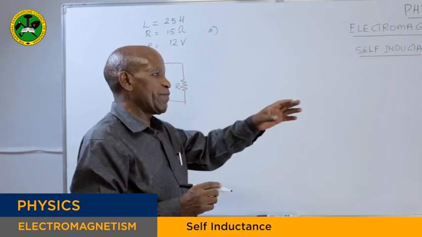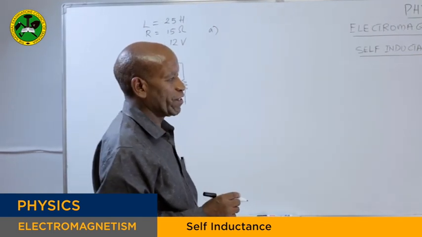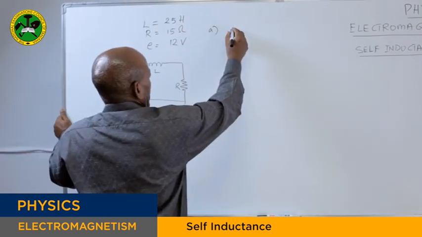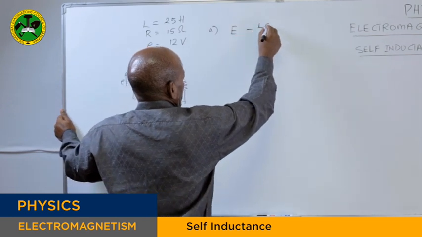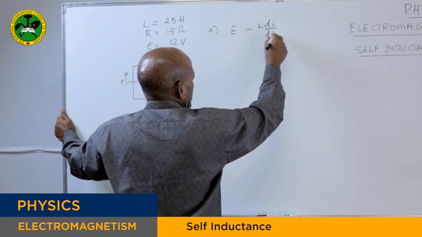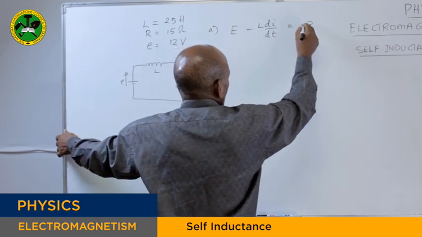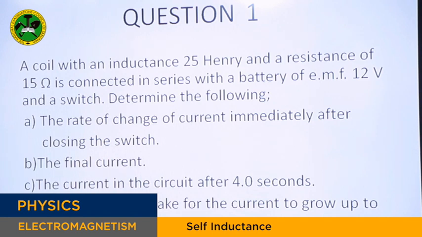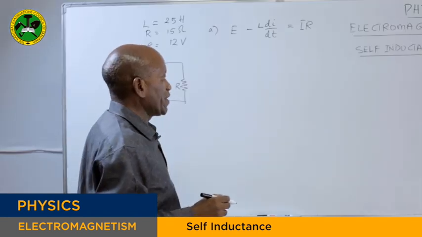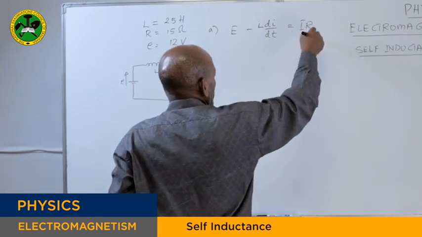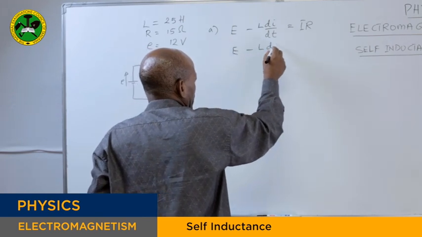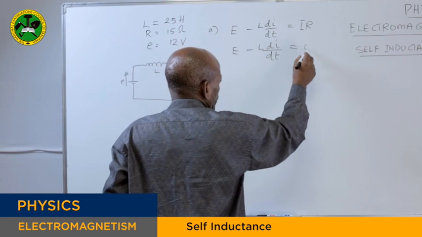From Kirchhoff's law, whenever we want to determine the rate of change of the current immediately after closing the switch, we need to look at Kirchhoff's law for this particular circuit: E minus L di/dt is equal to IR. Remember, we have a negative sign because of the back EMF flowing through the circuit. But immediately after closing the switch, there is no current flowing. So we'll just have E minus L di/dt equal to zero.